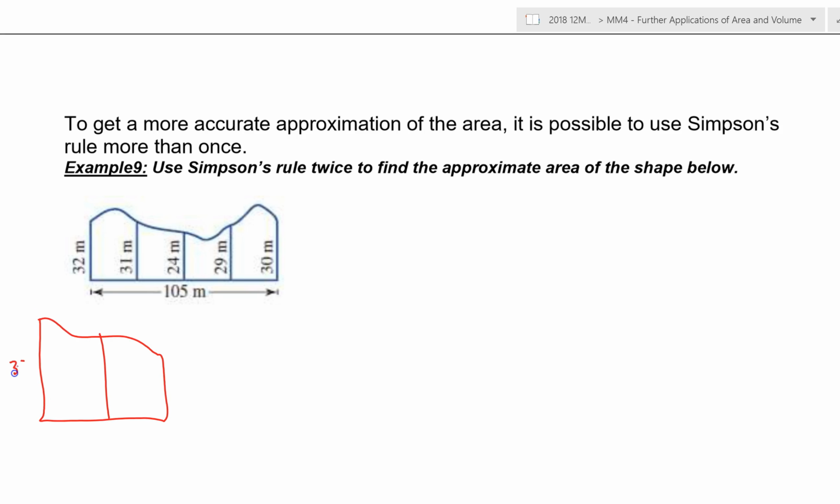Okay, where I've got a 32, 31, 24. And I've got this one here. Something like that. 24, 29, and 30. Okay, that's when we do this twice. Yeah, these are the sort of figures we use for Simpsons rule. Right, I'm just going to split it up into 2 different lots.